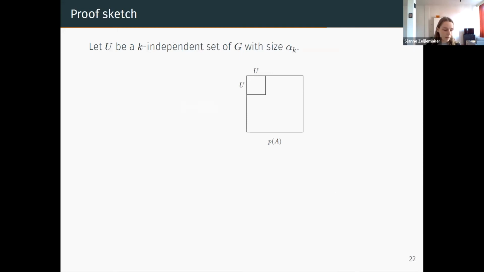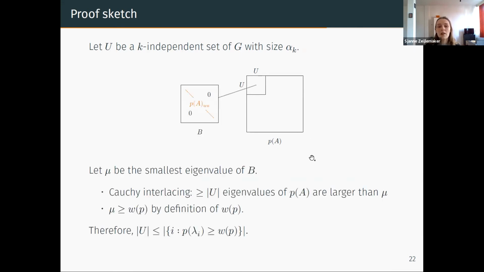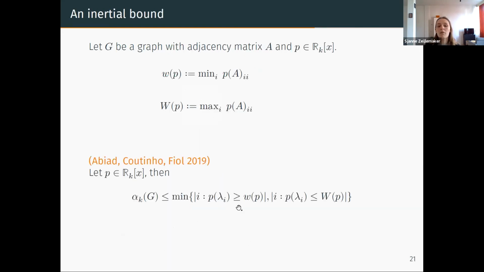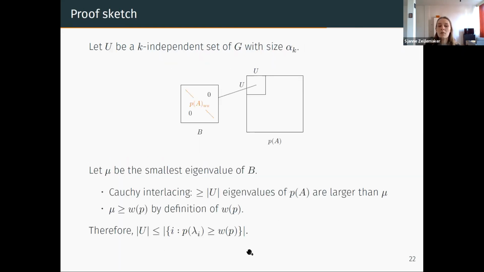Now I was going to prove this, but I see that I'm running very short on time. But just to give you an idea, this independent set we could see as a block in this matrix P(A), and this is a principal submatrix. So basically what is happening here is we can apply Cauchy interlacing, and this gives us exactly this first term of the bound from the previous slide. And you can also do this for the larger term.